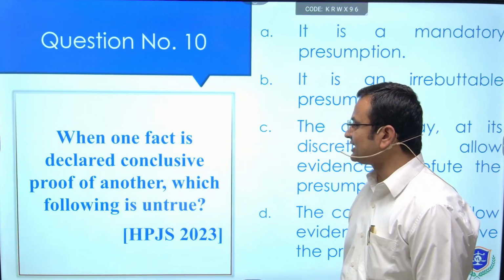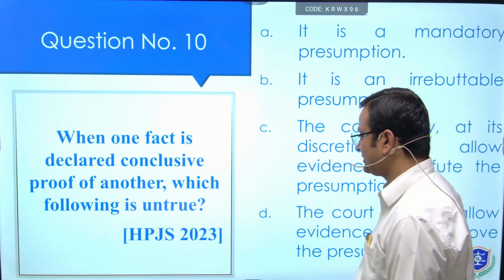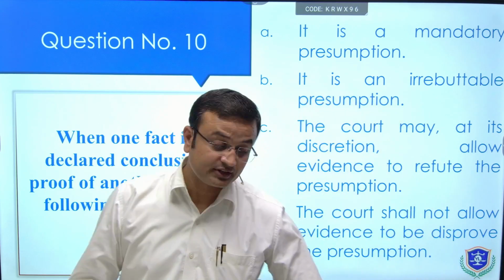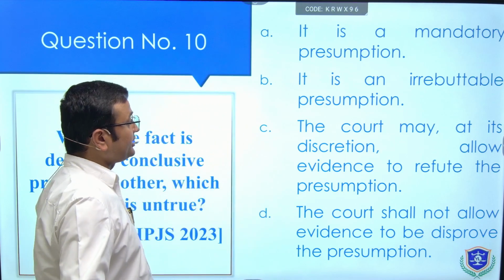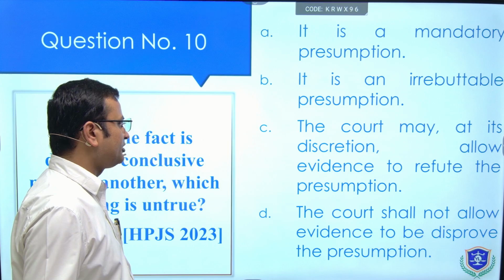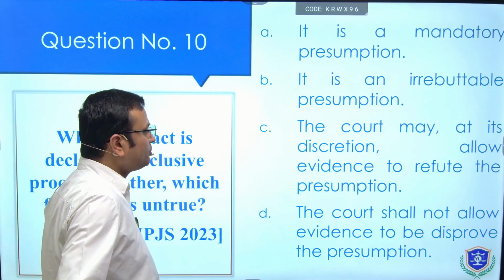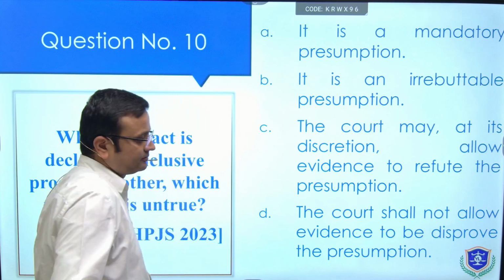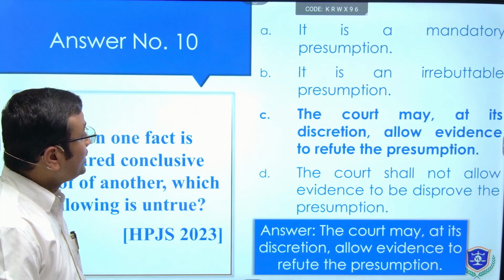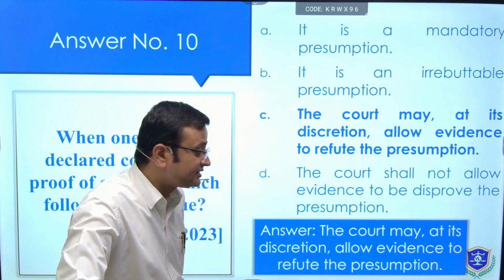When one fact is declared conclusive proof of another, which of the following is untrue? It has been asked in Himachal Pradesh Judiciary 2023. It is a mandatory presumption, it is an irrebuttable presumption. The court may at its discretion allow evidence to refute the presumption. The court shall not allow evidence to disprove the presumption. Let's see the answer. The court may at its discretion allow evidence to refute the presumption.